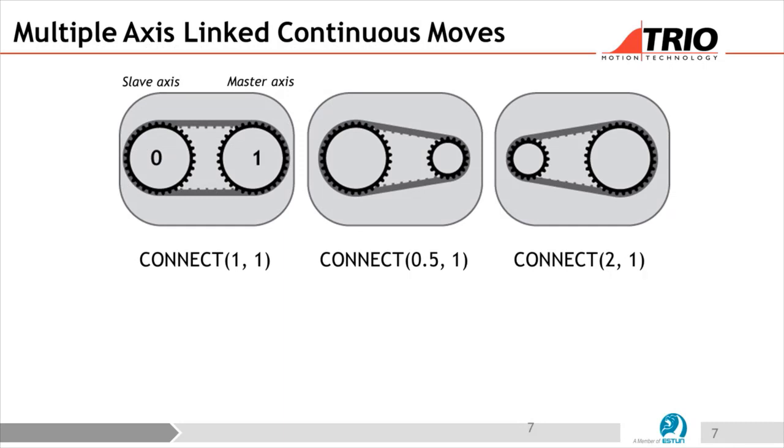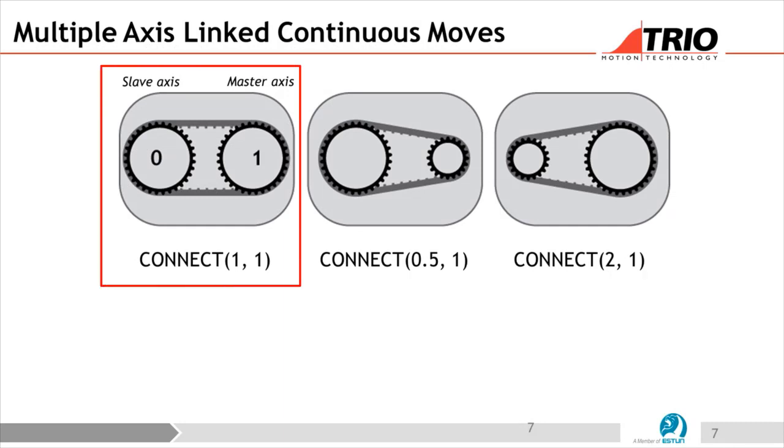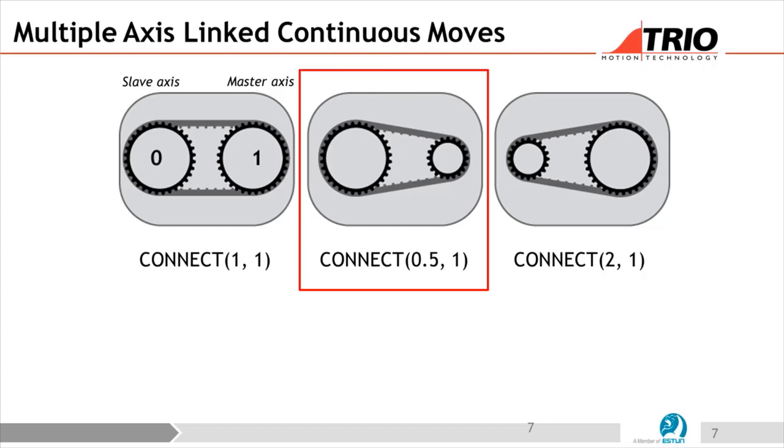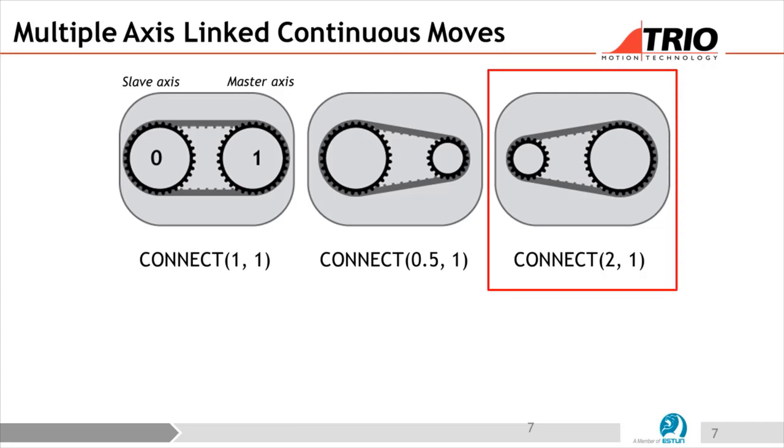If you put the value 1 in, then that's 1-to-1. If you put a value lower than 1, then you're basically gearing downwards, so the slave is going slower than the master. And if you put a connect of 2, or higher than 1, then you're gearing upwards and the slave is going faster than the master.